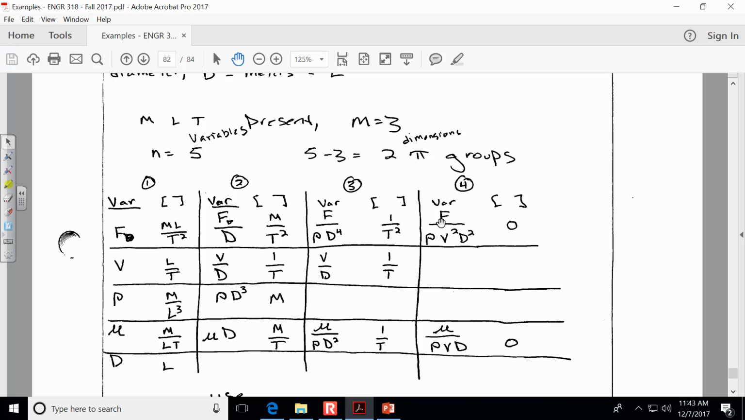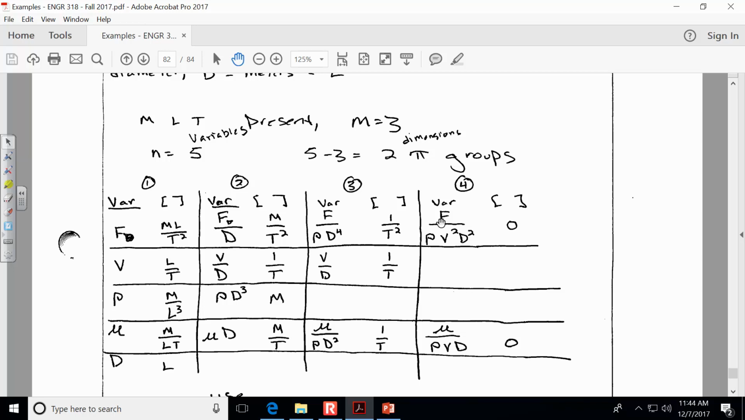Okay. The density is mass divided by length cubed. Viscosity is mass divided by length times time. And finally, diameter is length. Okay, so right now step 1 is where we're at, just the original given information.